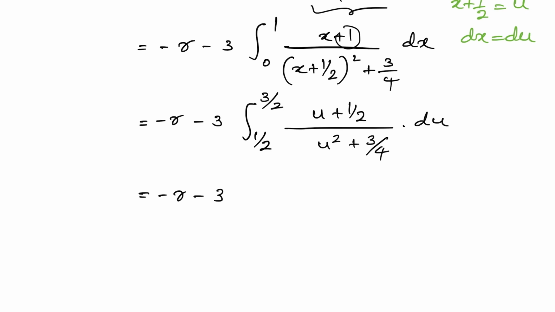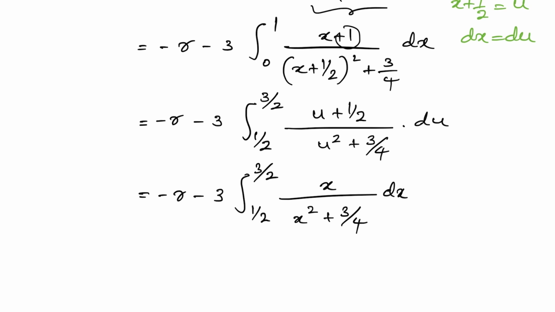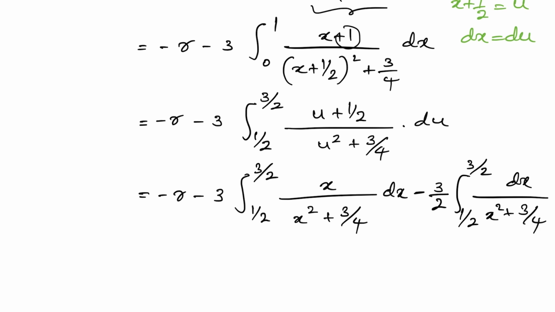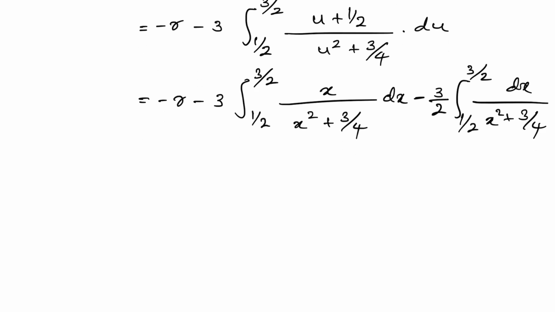Now we can separate this integral. So we have minus 3 times the integral from 1/2 to 3/2, now instead of u we have x, of x over (x squared plus 3/4) dx. Here again minus 3/2 times the integral from 1/2 to 3/2 of dx over (x squared plus 3/4). Well, then here we have minus gamma.